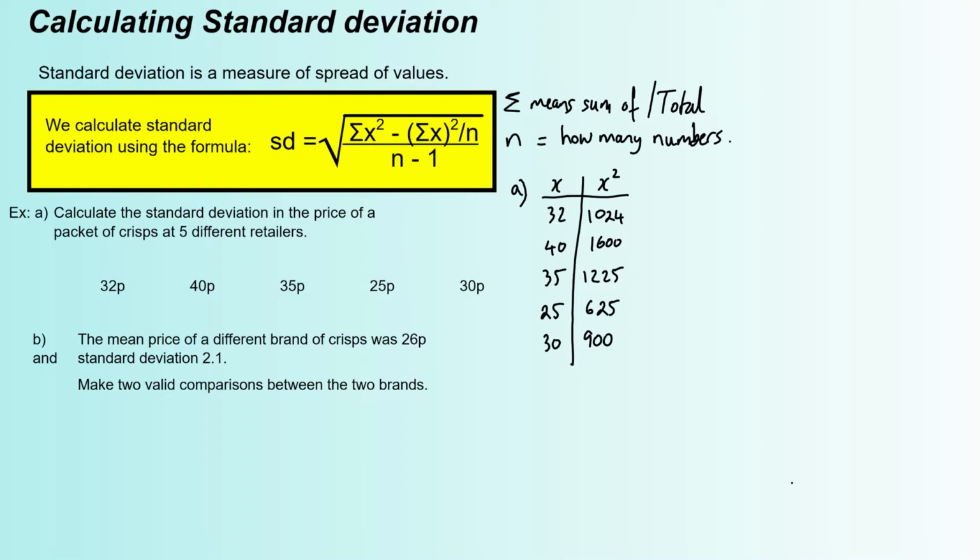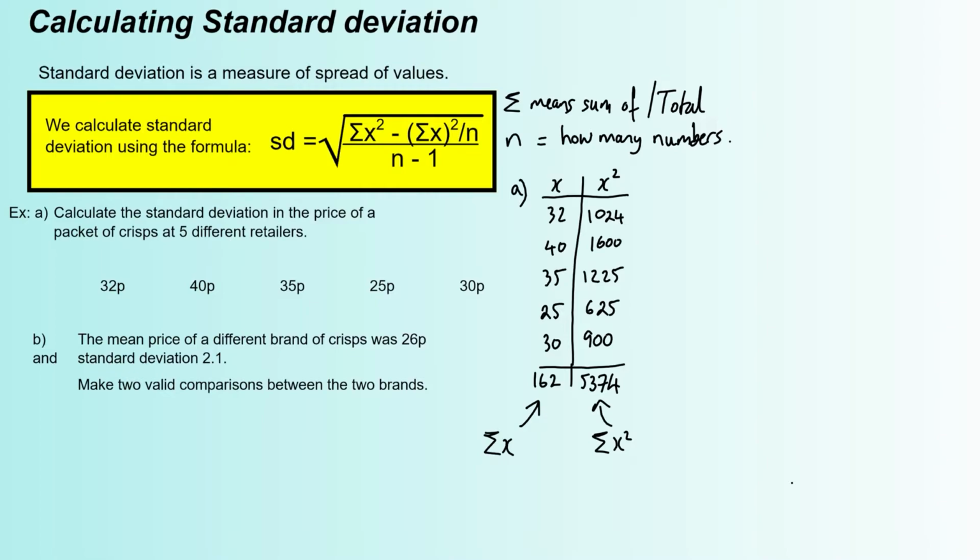At the bottom, we want to total both of these columns. The total for the x's ends up being 162, and the total for the x squareds is 5374. I'm going to label that so it's clear which is which. This is the sum of the x's, and this is the sum of the x squareds. That will help when you substitute into your formula.